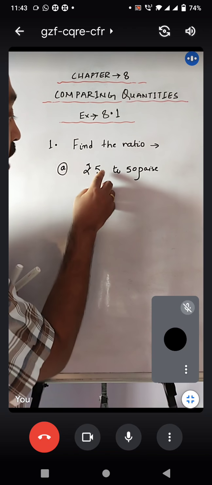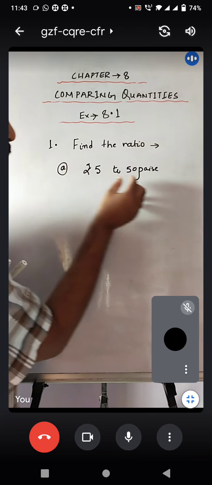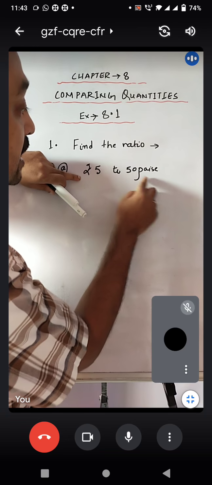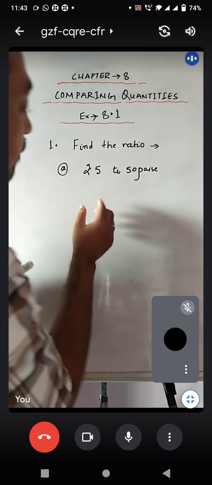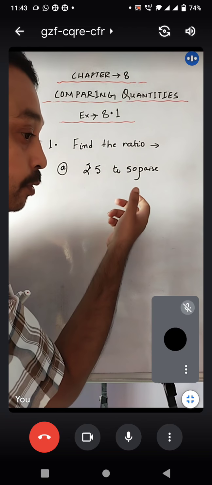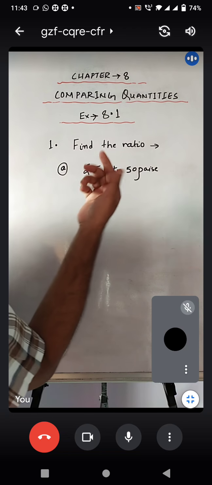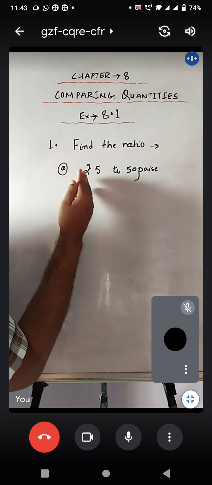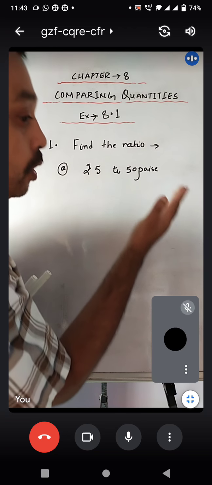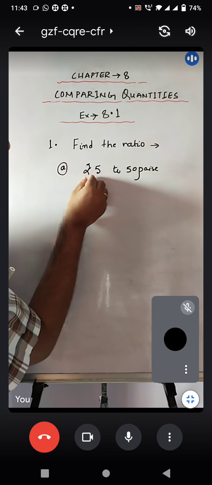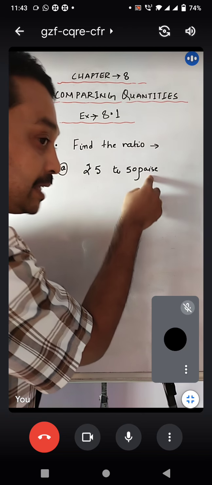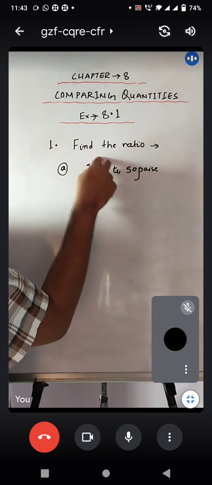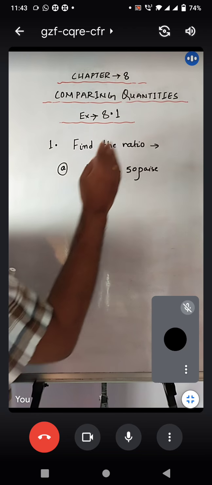See, in the first case it is having a rupees sign, but in the second case it is in the paisa form. So both are not in the same unit. So we have to change it to the same unit. Which is greater? Obviously rupees is greater than paisa. So we'll always try to convert the bigger unit to a smaller unit. In this case, the bigger unit is rupees and the smaller unit is paise. So we will change this rupee form to a paise form.